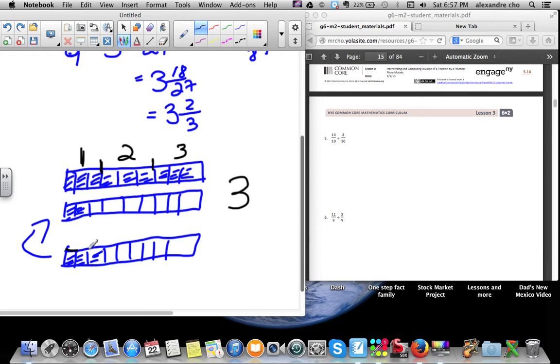And then this 3 right here, you're trying to fit it over here, but not all 3 will fit. Only 2 out of the 3 that you're trying to fit. So that's how you get your answer. And they all match with the other ones that you did at the top.